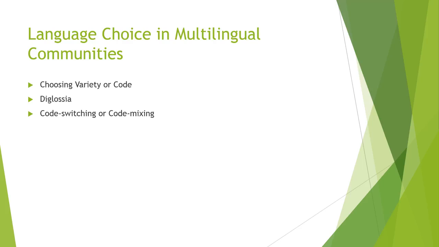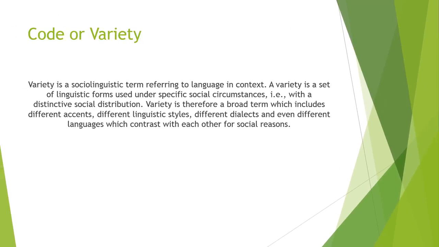And I am Maulana Yusup, who will explain the first subject, choosing a polity or code. Code or polity is a sociolinguistic term referring to language in context. A polity is a set of linguistic forms used under specific social circumstances.